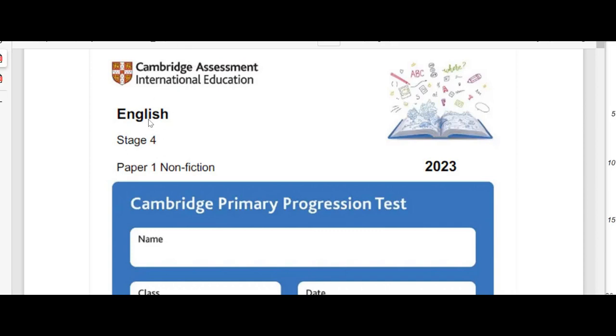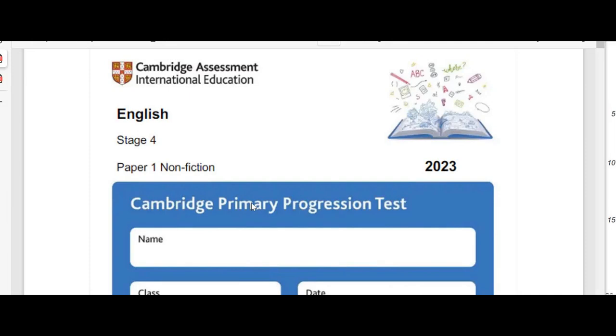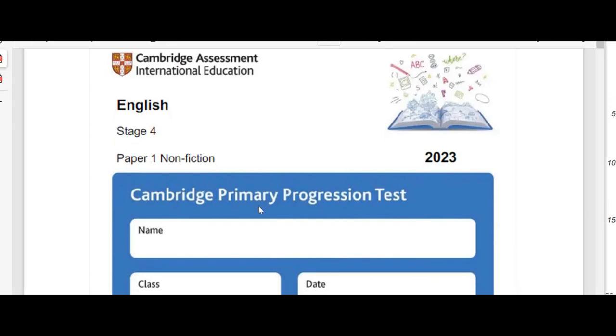Today we are going to discuss English Stage 4 Paper 1 Nonfiction with the past paper year 2023. This is Paper 1 Nonfiction for the Cambridge Primary Progression Test. The discussion will be in quiz form. You will be given a question and a time interval to get your answer, and after that you can check your answer and see the explanation.